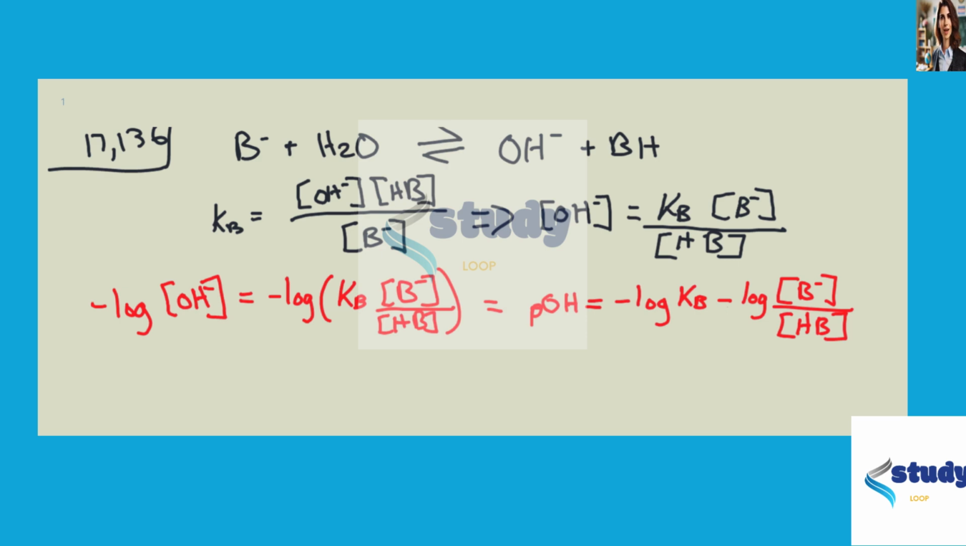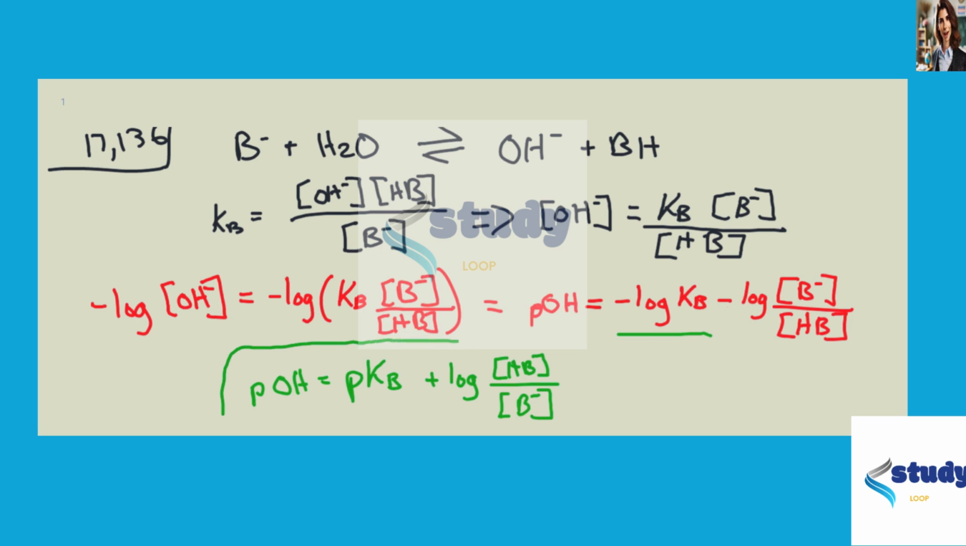So then we can simplify our term to get the final expression. So we have pOH is equal to the pKb, which is formed from taking the negative log of the Kb. And then we're going to change the sign of our log and flip the fraction. So the conjugate acid is now on top, and the base is now on the bottom. And this here, we have a term which is similar to the Henderson-Hasselbalch equation, but can be used for weak bases or basic buffers.